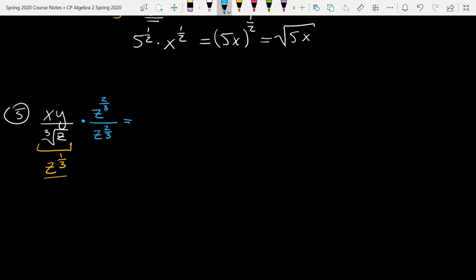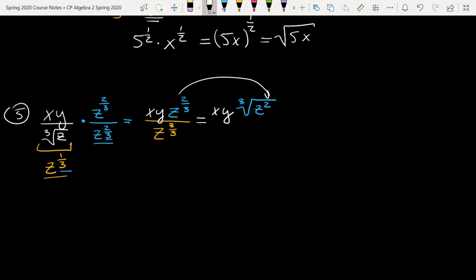Why is that the case? Because in multiplying z to the 1/3 and z to the 2/3, we add the exponents. That gives us z to the 3/3 on the bottom. On the top, we simply do the multiplication. Now the denominator just becomes z, and if we want to rewrite the numerator in radical form, the numerator of the rational exponent becomes the power on z, and the denominator becomes the index of the root we're taking.